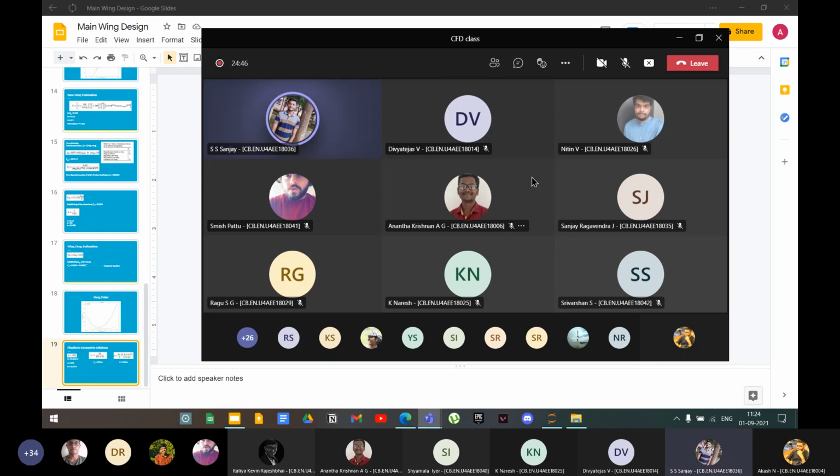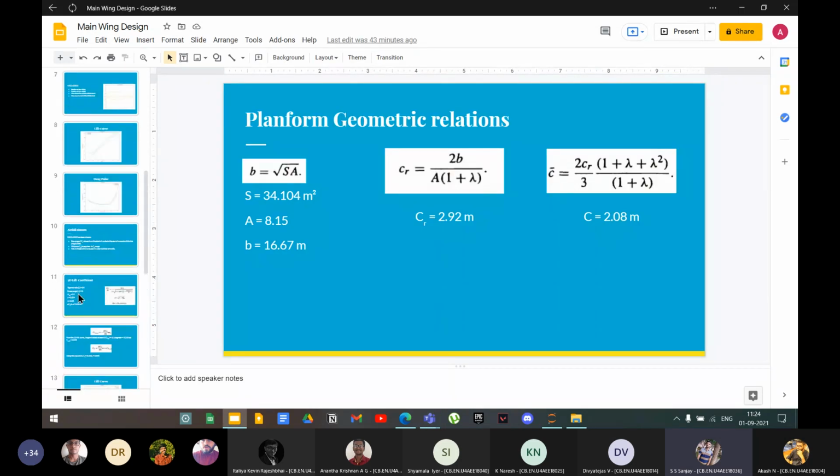Yeah, Akash. So there's a comment from sir. Can you go to that airfoil? You plotted the airfoil. That's right.